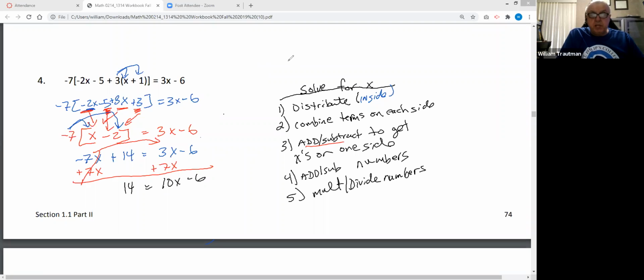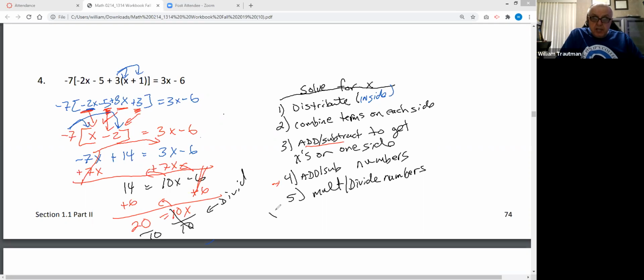I need to get rid of the 10 now and the 6. Once again, step 4, the add and subtract first. This is a minus 6, so I'm going to add 6. That's 20 equals 10x. That turns to 0. And then divide by 10. To get the 10 over, it's multiplying, so we're going to divide by 10 on both sides. And x equals 2. There's our answer.